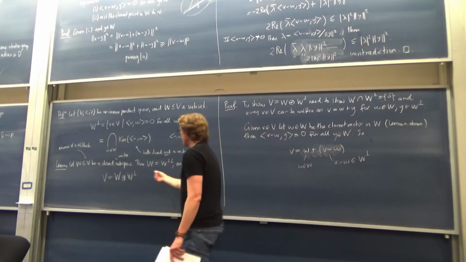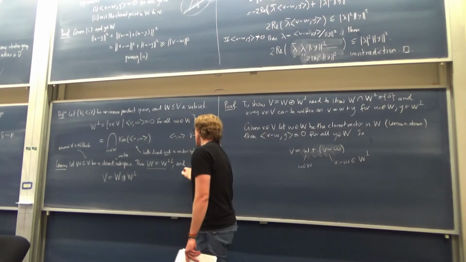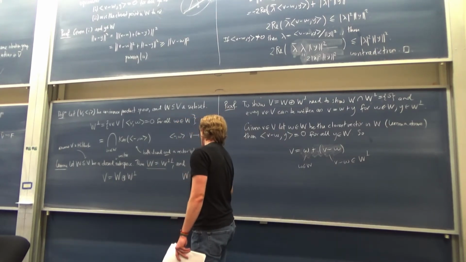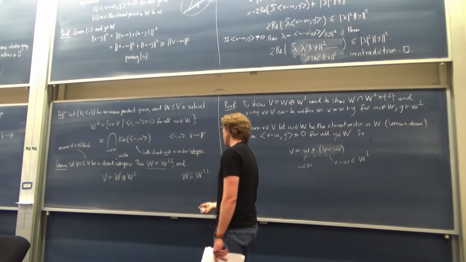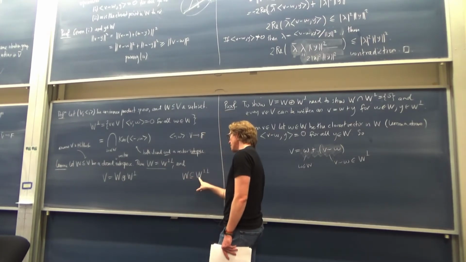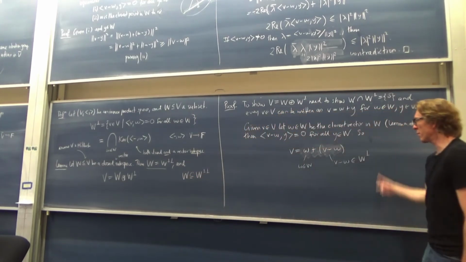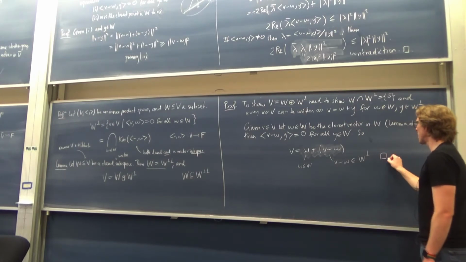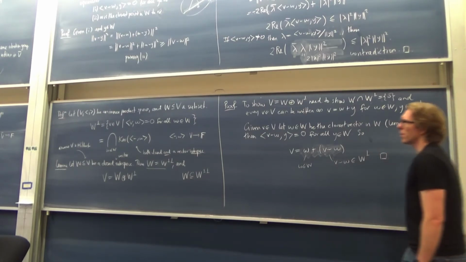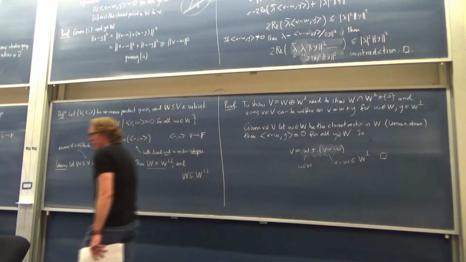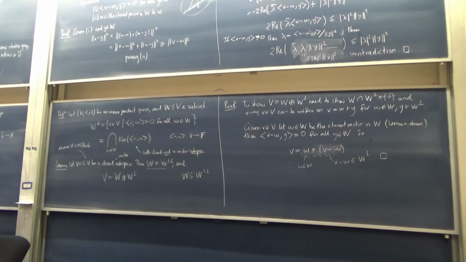So it's clear that W is contained in the orthogonal to the orthogonal of W, because everything in W pairs with everything in W perp to give 0. To see that it's actually an equality is just a little play with what we've done so far. So any Hilbert space decomposes, given a closed subspace, as a direct sum of those two pieces.